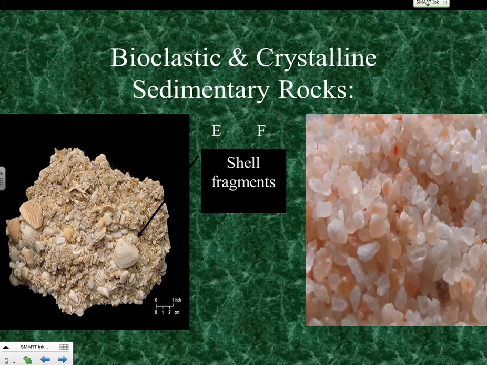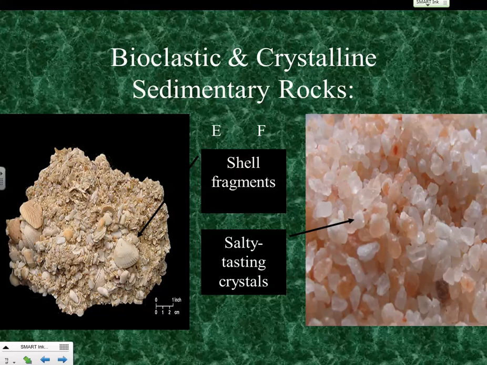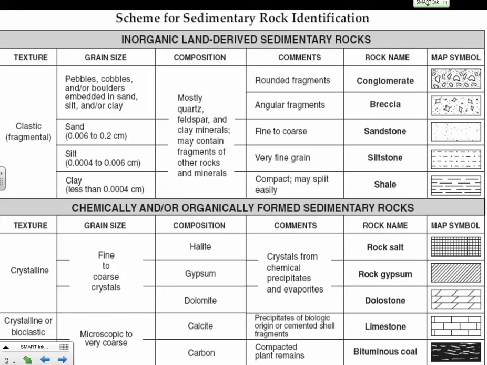Okay, the next rocks, we have some shell fragments in this rock, and we have lots of salty tasting crystals in the rock on the right. What could they be? Well, now we're going to be on a different section of the sedimentary rock chart, not the inorganic, never was living, land-derived, broken up rocks kind of section. We're going to be down here in the chemically and or organically formed section.